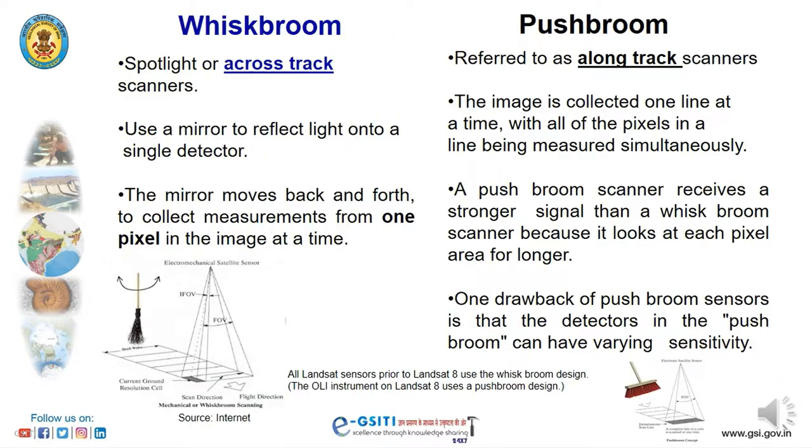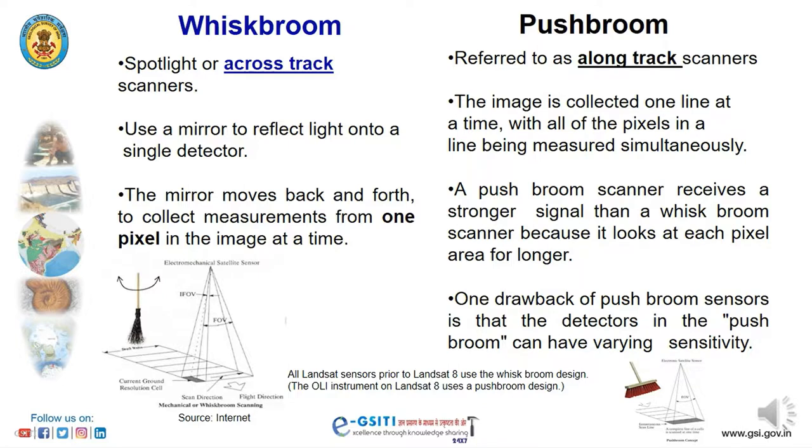Comparison of whisk broom as well as push broom scanning techniques. In a whisk broom, across track scanners use a mirror to reflect light into a single detector, whereas in a push broom, the image is collected one line at a time with all of the pixels in a line being measured simultaneously. In a whisk broom scanner, the mirror moves back and forth to collect measurements from one pixel in the image at a time.